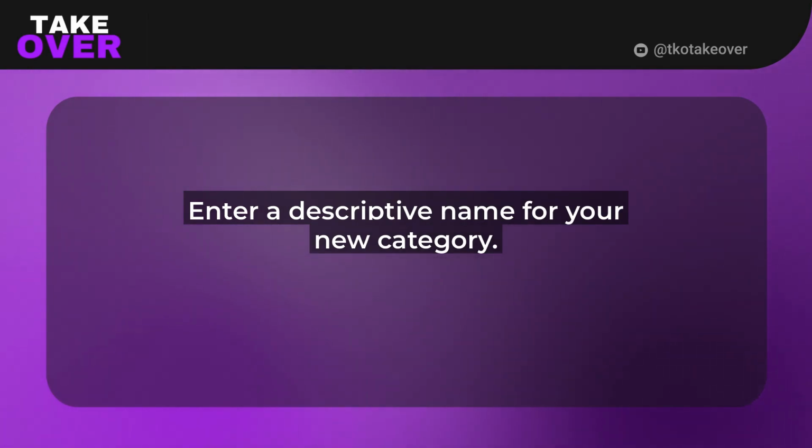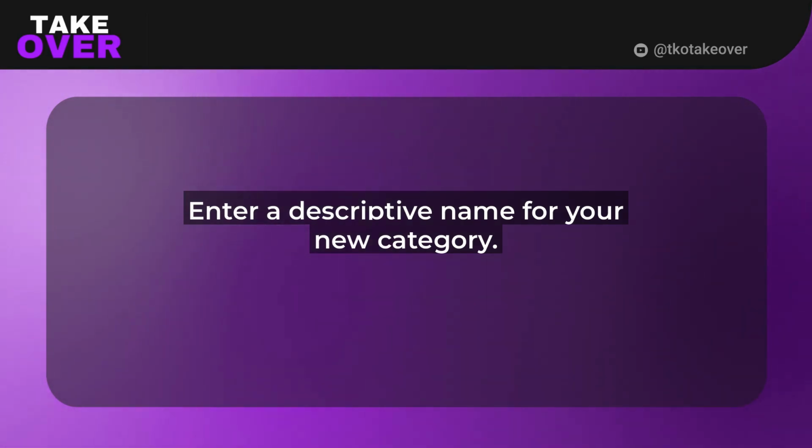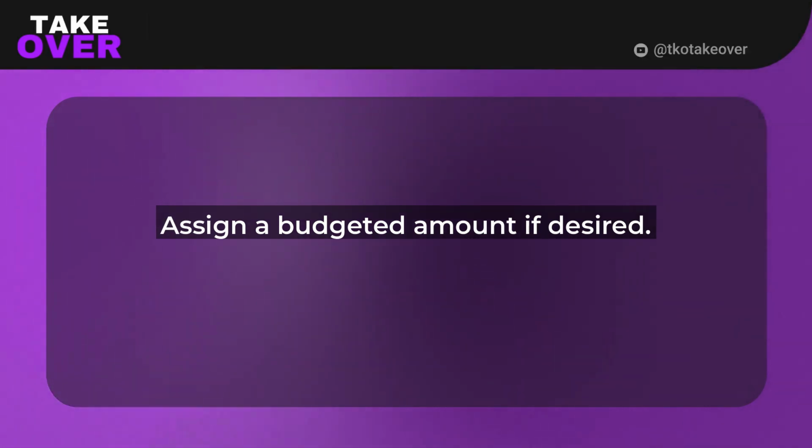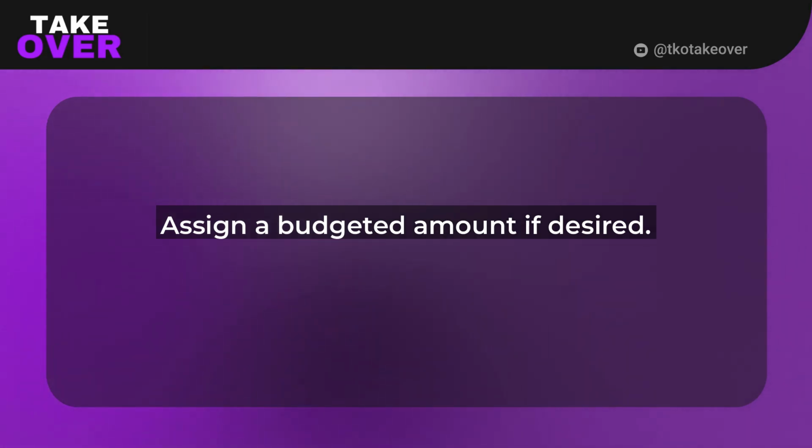Start by giving your category a clear, descriptive name, like groceries or home repairs. Next, you might want to assign a budgeted amount if you know it, or leave it blank to adjust later. YNAB also lets you categorize it under a group, such as needs or wants, so select the appropriate one to keep things organized. Once you've filled in the necessary info, hit the Save or Add button.